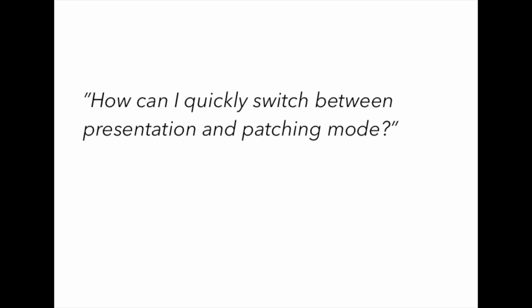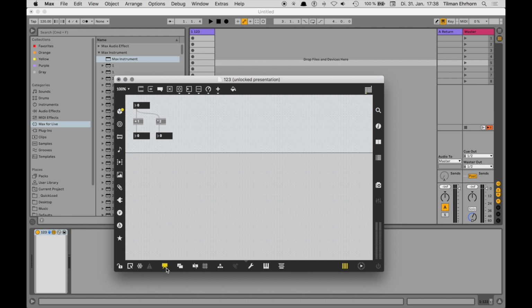How can I quickly switch between presentation and patching mode? You can switch between the two modes with the shortcut Command-Alt-E.